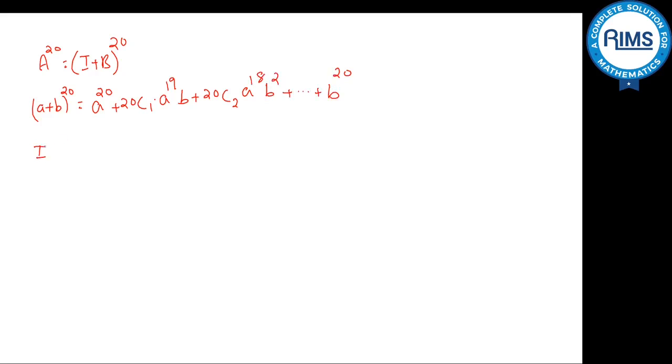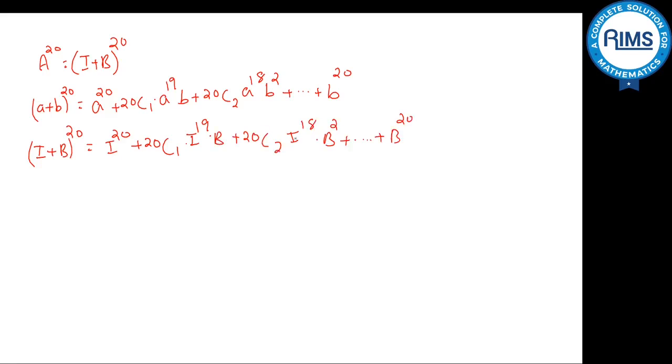So here, identity plus B all raised to 20 equals identity raised to 20 plus 20C1 into identity raised to 19 into B plus 20C2 into identity raised to 18 into B square plus etc., up to B raised to 20. We know that B is a 2 by 2 nilpotent matrix, therefore B square equals 0, B cube equals 0, etc., up to B raised to any higher power equals 0. So all these terms will vanish. This will become identity raised to 20. What is identity raised to 20?